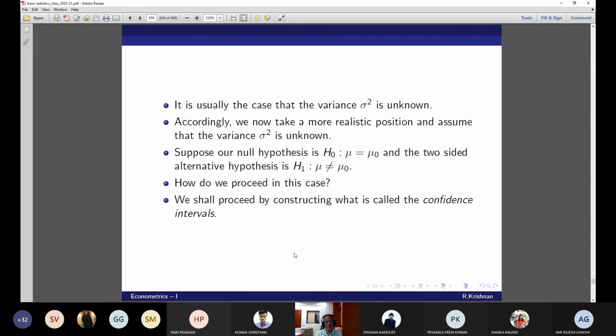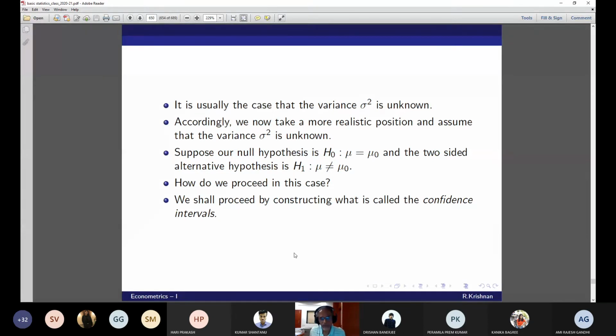Now the case where sigma square is unknown. Accordingly, we take a more realistic position: I'm relaxing the assumption and assuming that the variance sigma square is unknown. Suppose our null hypothesis is mu equal to mu 0 and the two-sided alternate hypothesis is mu not equal to mu 0. How do we proceed in this case?